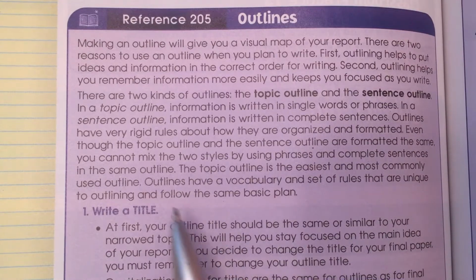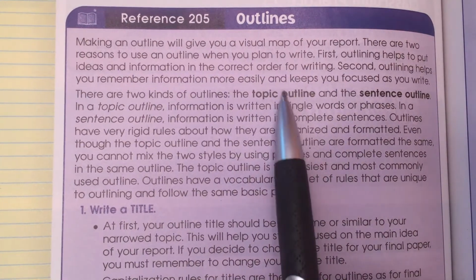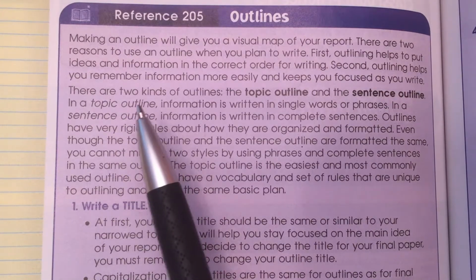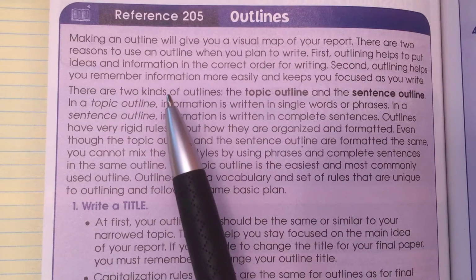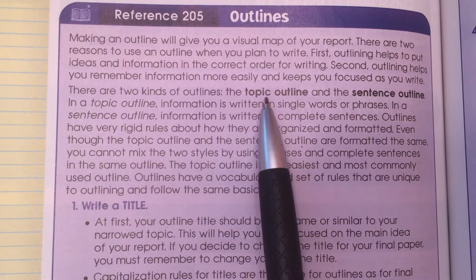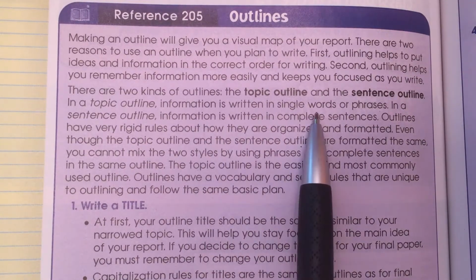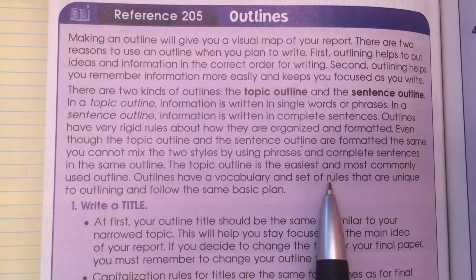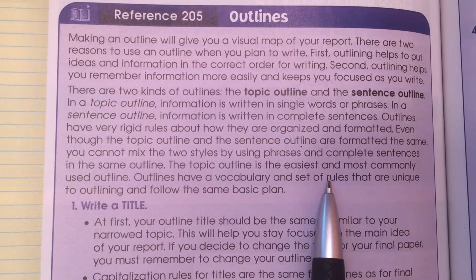Outlines. An outline is a way of organizing your information. Okay, so you're going to use your note cards to help you develop your outline. Okay, we're going to use a topic outline. We're going to write our information in single words or phrases. Okay, they have a set of rules that are unique to outlining.